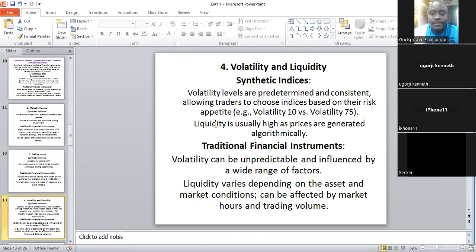If you are not strong, let me put this to you. If you are not very good when it comes to your calculation of your lot size and your leverage in the financial instrument, you will feel badly. I put it to you. You will feel badly. But the volatility and liquidity of synthetic indices is not as crazy as that of the financial market.